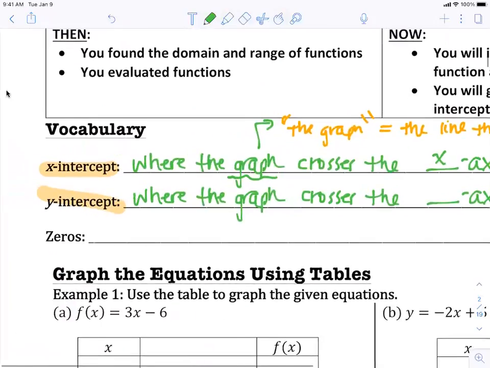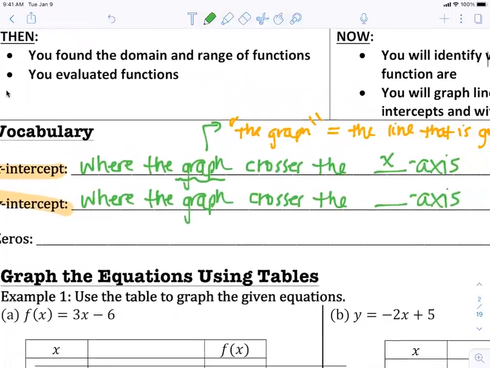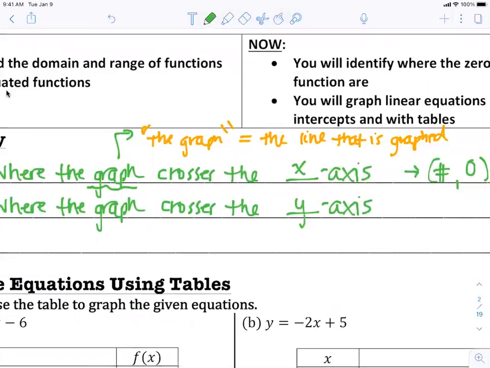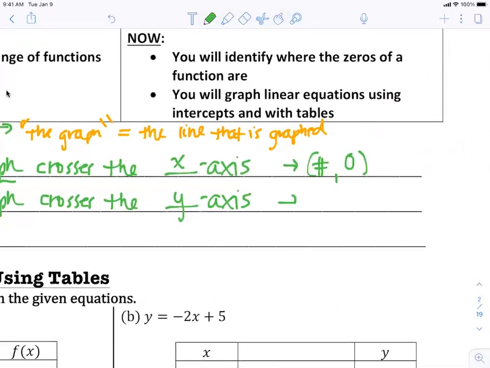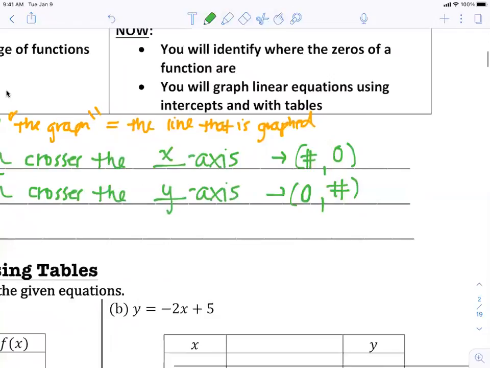The y-intercept is the opposite. This is the point where the graph crosses the y-axis. Whatever point that is, we're definitely moving left or right 0 in order to stay on the y-axis, because on the y-axis I don't move left or right, but I can move up or down a certain amount. So we know kind of what the ordered pair is going to look like.